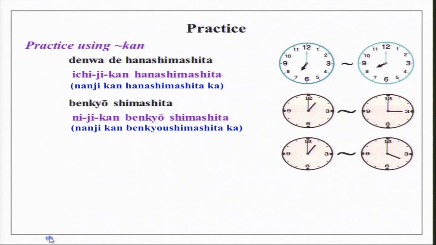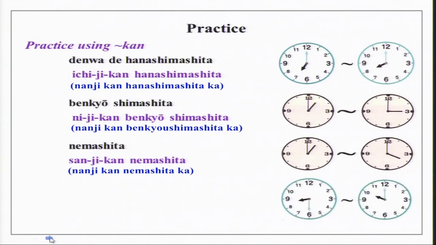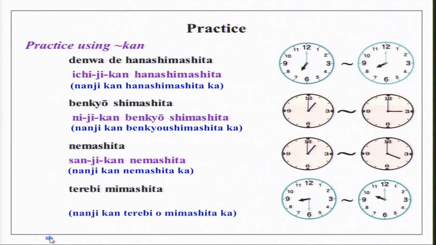Nani wo shimashita ka? Hai? Nanjikan nemashita ka? So you can tell, sanjikan nemashita. And practice this one with your partner. Hachiji han kara juji made nani wo shimashita ka? So what are you going to say? Terebi wo mimashita. So what should your next question be? Nanjikan terebi wo mimashita ka? Ichijikan han terebi wo mimashita. So please practice it like that.